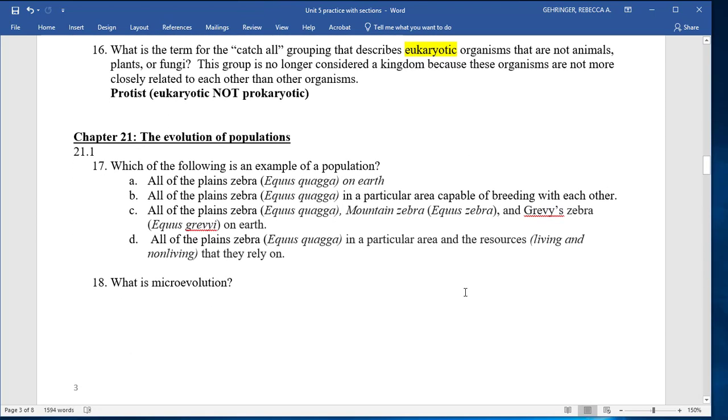Chapter 21. So, which of the following is an example of a population? Is it all of the plain zebra on Earth, all of the plain zebra in a particular area capable of breeding with each other, all of the plain zebra, mountain zebra, and gravy zebra on Earth, or all of the plain zebra in a particular area and the resources, living and non-living, they rely on? So, a population is a group of the same species in a particular area. So, B is our answer.